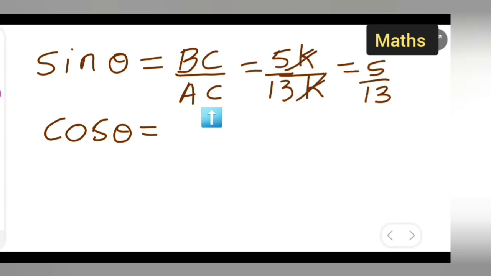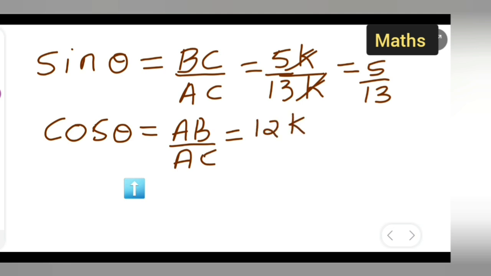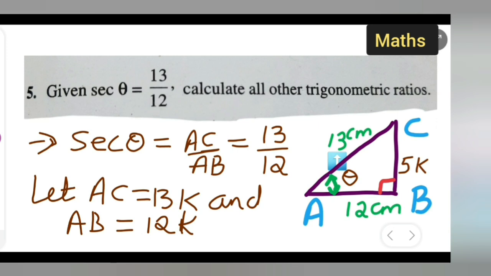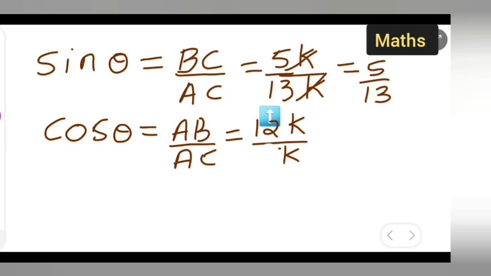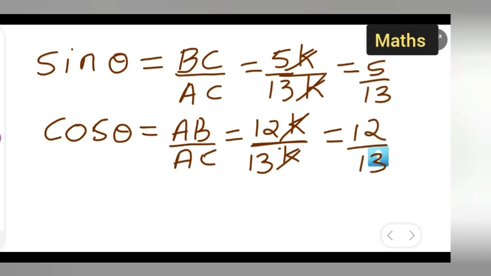Remember this. Moving towards the next one, cos theta. That will be the adjacent of theta upon the hypotenuse. The adjacent of theta is AB and the hypotenuse is AC. So it is 12k upon 13k, because AC is 13k, not 5k. The k's get cancelled and I get 12 upon 13. So my cos theta is equal to 12 upon 13.